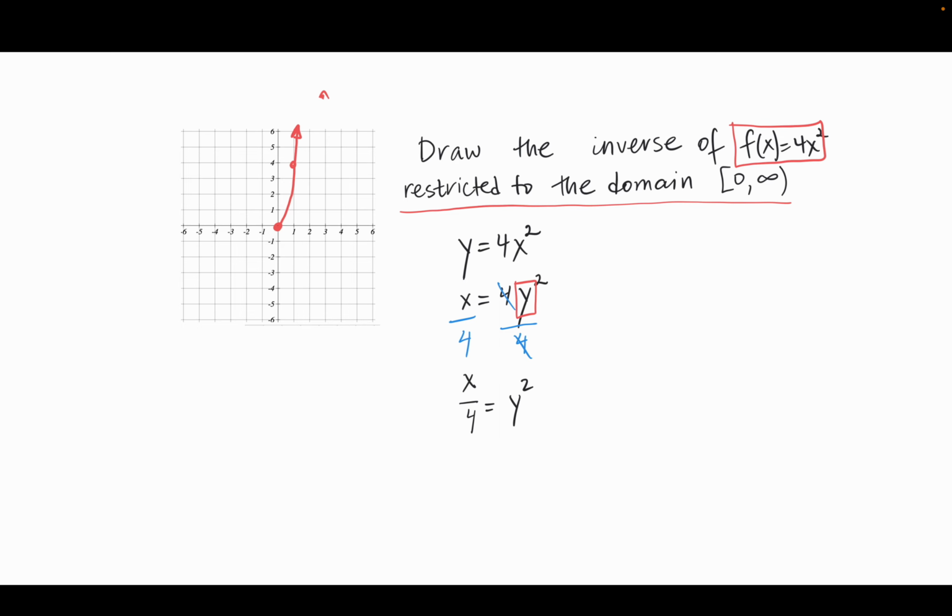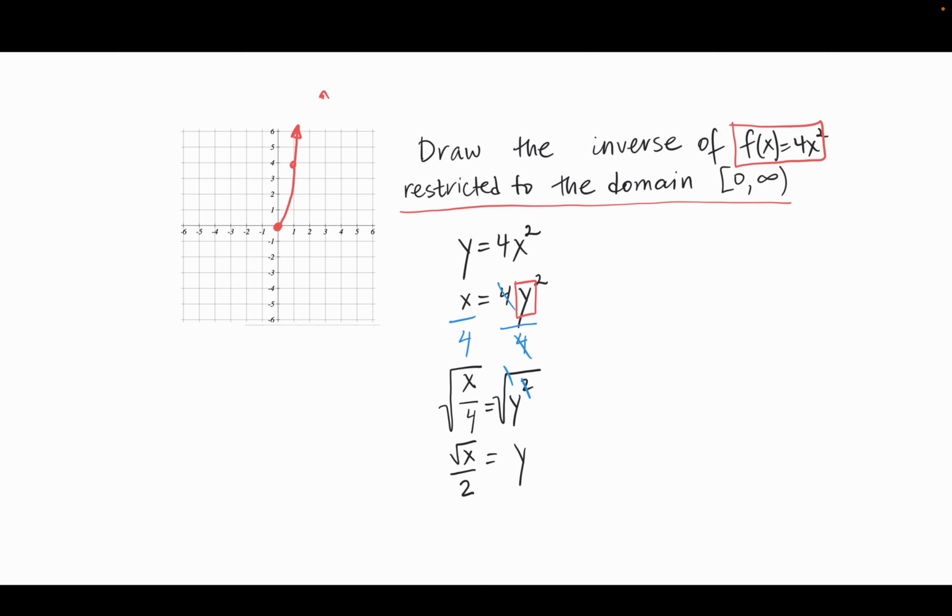Now I need to remove the square. To remove the square, I will be applying a square root to both sides of my equation. On the right side, where I used to have my y squared, it's now just the y because the square root cancels the square. On the left side, on the top of the fraction, I will have a square root of x. At the bottom of the fraction, I will have a square root of 4, which is 2. Now we are done. y is by itself, which means the inverse of my function is the square root of x over 2. Now we need to graph it.